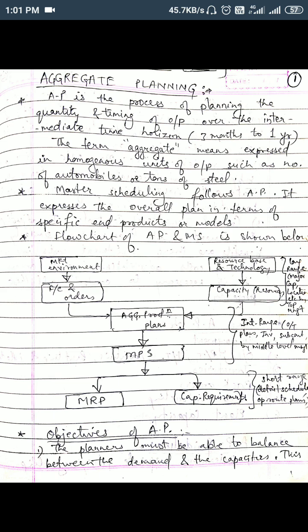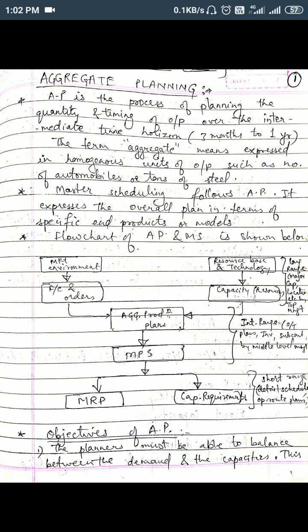Today we'll be starting with module number 4, aggregate planning. The term aggregate means it is expressed in homogeneous units of output. The number of units of output, such as number of automobiles or tons of steel.